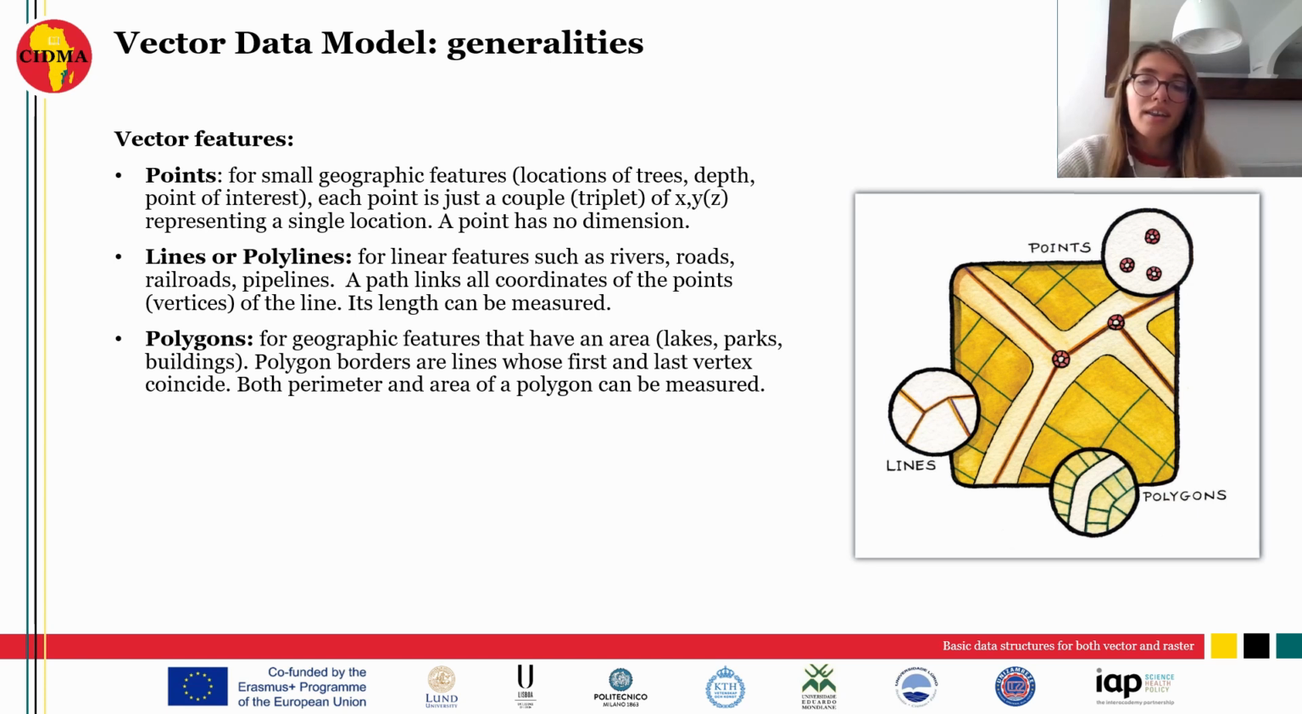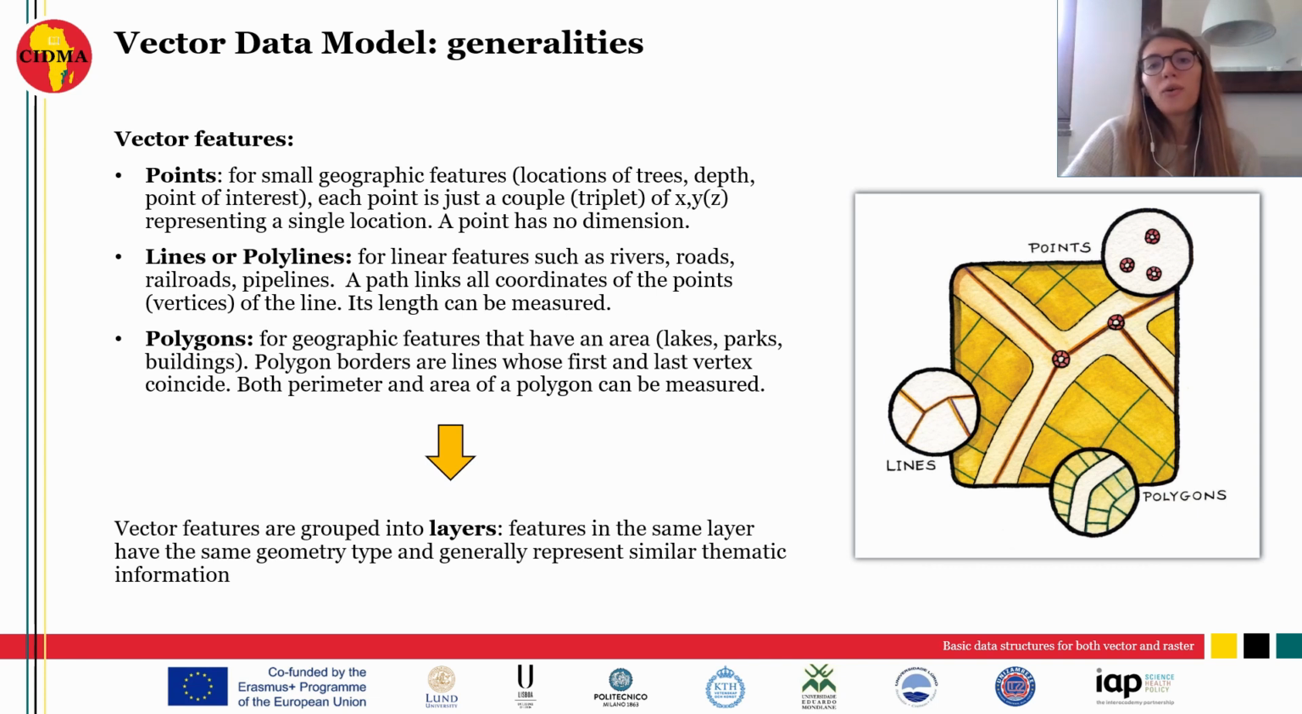Then we still need to mention polygons. Polygons here represent neighborhoods in our example. However, polygons can represent all geographic features that have an area, and this area is bounded, like it could be for lakes, parks, buildings, and so on. Polygon borders are defined through lines whose first and last vertex coincide. And polygons have two dimensions, therefore area and perimeter, that could be again measured through GIS.